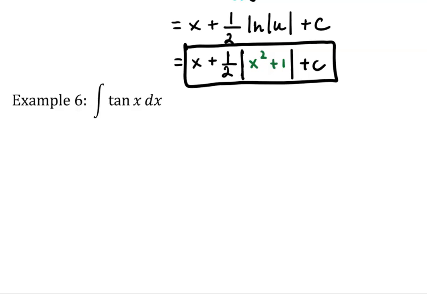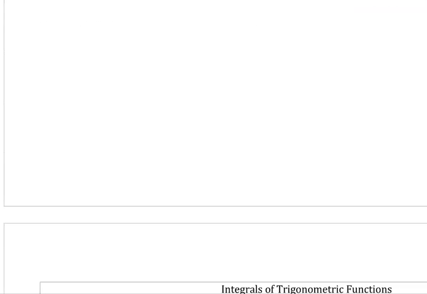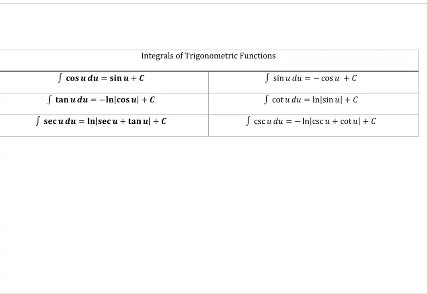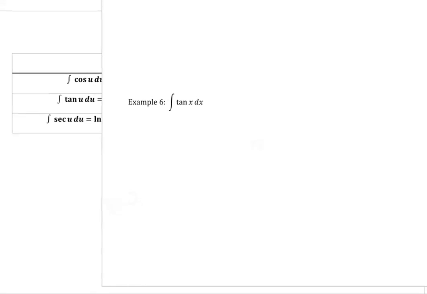But this tangent is not squared. We could integrate tangent squared with the knowledge that we already have. In fact, we've probably integrated it already. You change it to secant squared minus 1. But just tangent x, we have not integrated. So let's look at how we integrate tan x. And I think, in fact, there's the rules down here for the integrals of all the trig functions. So what is going on here?